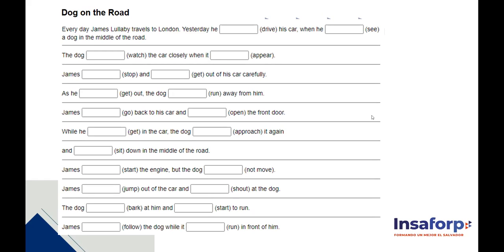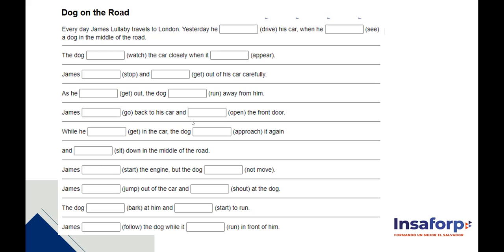All right, so I'm going to choose one from the eight we are here. Let's see. Okay, can I try? Please. James stopped and got up of his car carefully. Okay. Thank you so much. As you can see, you said both simple past. Awesome. So what about the next one?